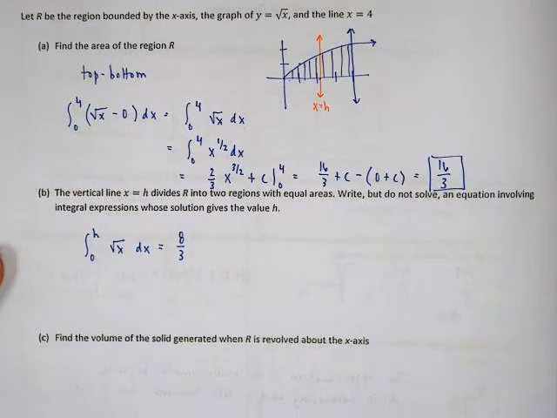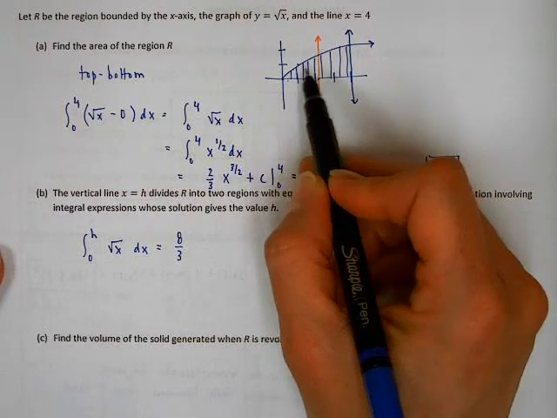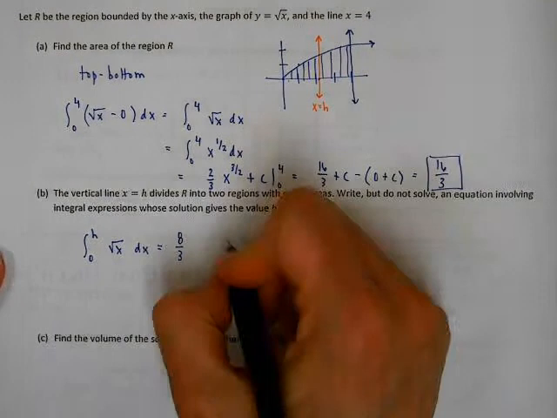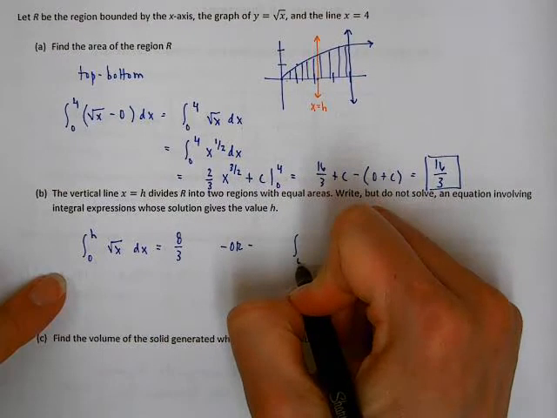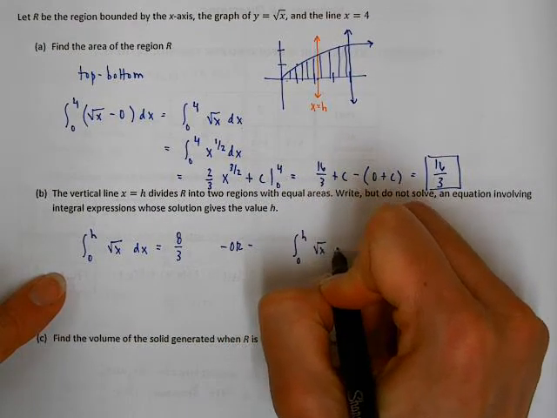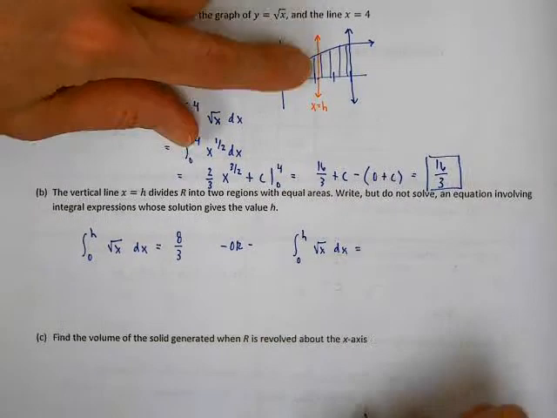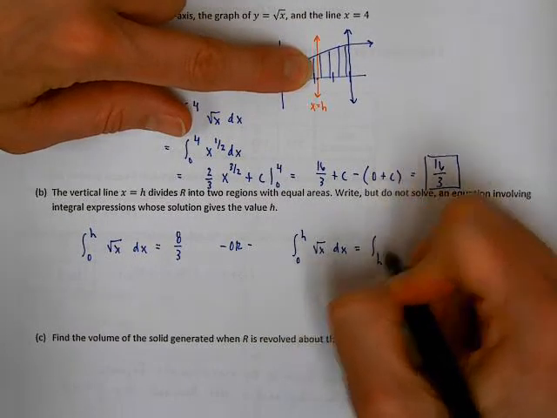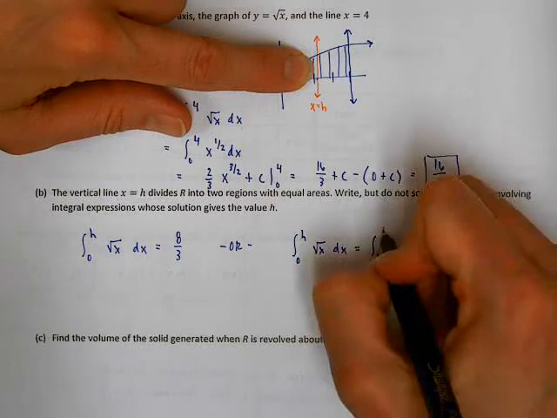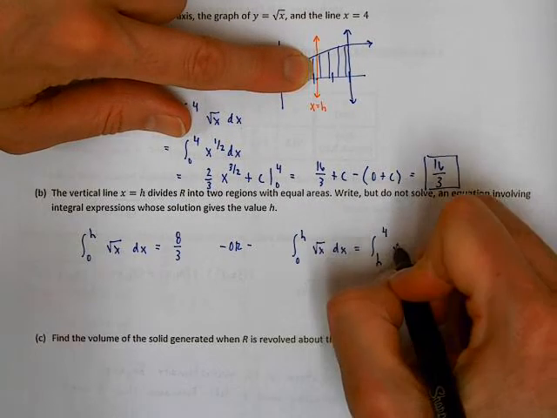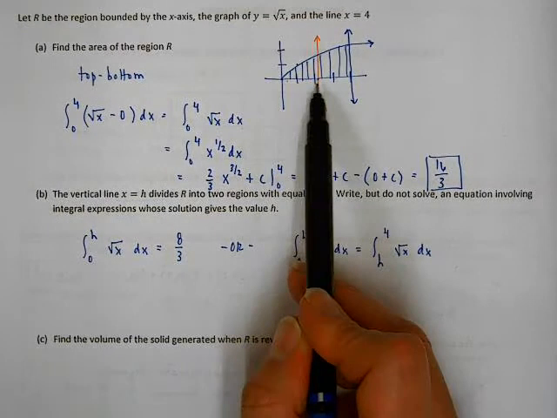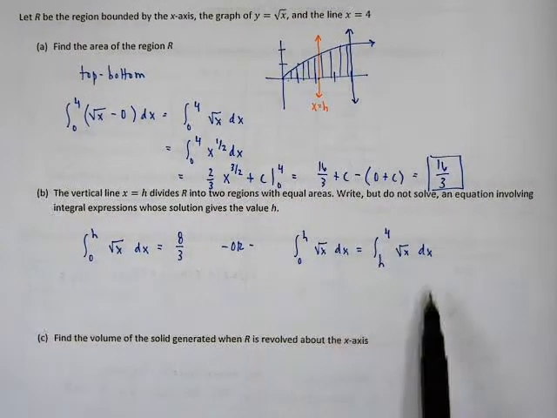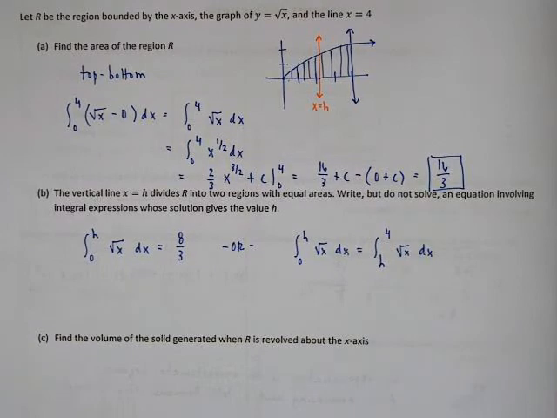That's one way of doing it, because if it's the same area, I should have half of the area on each side. Or I could say that the integral from 0 to h of square root of x dx should be equal to the integral from h to 4 of square root of x dx. In other words, integrating from 0 to h and integrating from h to 4 should give me the same areas. So those are two possible answers. Either one would be acceptable.